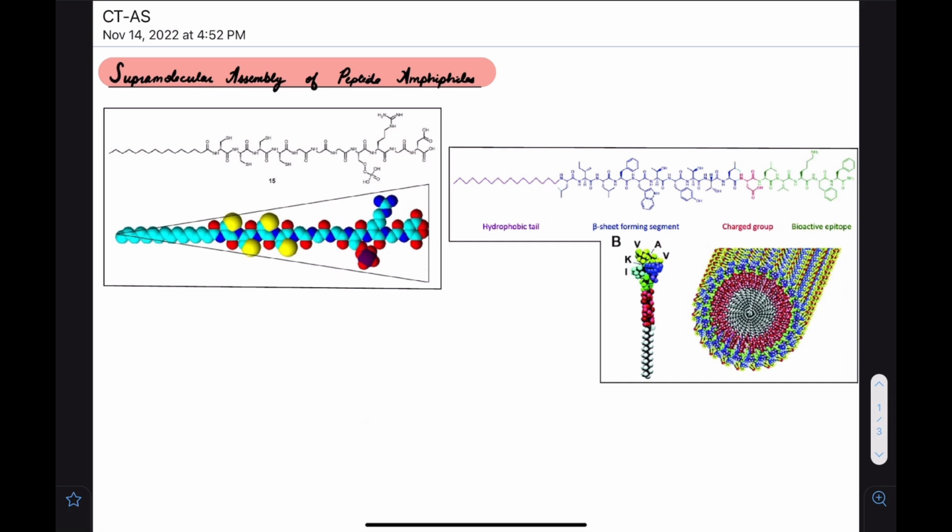In water specifically, beta sheet formation and hydrophobic collapse of the aliphatic tails induce assembly of the molecules into long cylindrical or ribbon-like nanofibers. Here I've included a modified peptide amphiphile, which includes a charged group as well as a bioactive epitope specific to an antibody in a particular field of research. The final structure being a nanofiber.